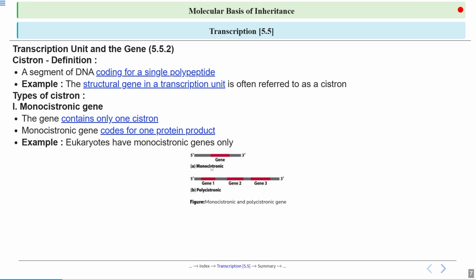Here you just see monocistronic, because when I tell you about polycistronic, we will see the second diagram. In the first diagram, the 5' to 3' strand has a promoter region and a terminator region, because we know that the structural gene is flanked by these two. So what is this red color? This is the cistron, the gene which is going to code for the polypeptide. Here in monocistronic, there is only one cistron, and one cistron is going to code for only a single polypeptide.